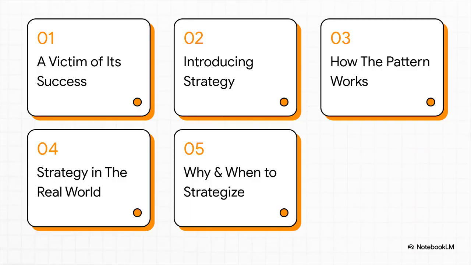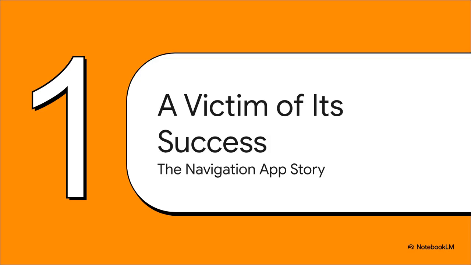So here's the game plan. First, we're going to tell a little story about an app that became a victim of its own success, something you have probably seen before. Then we'll introduce the hero of our story, the strategy pattern. We'll pop the hood and see exactly how it works, connect it to a super simple real-world example, and then, most importantly, we'll talk about why and when you should pull this amazing tool out of your toolbox. All right, let's kick things off with Section 1 and a story I call A Victim of Its Success.